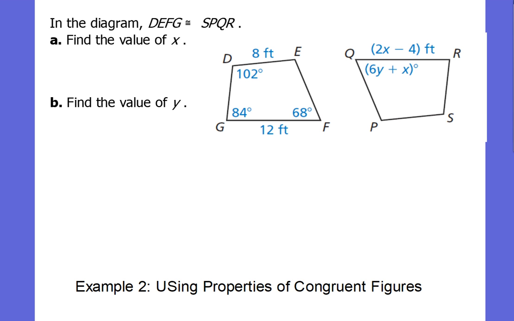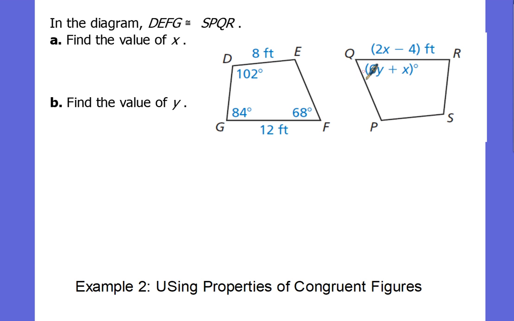In the diagram, the two figures that we have, these two quadrilaterals, are in fact congruent to one another. We want to find the value of x first and foremost. So let's go ahead and take a look at where x is. Well, we see an x here in the angle Q, but we also see the x here in the side QR. So the question is, are we going to use both of them? Are we going to use one of them? Which one do we use? And how do we utilize it to solve for x?